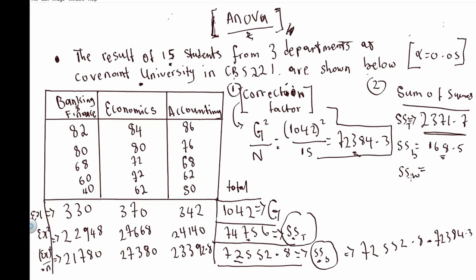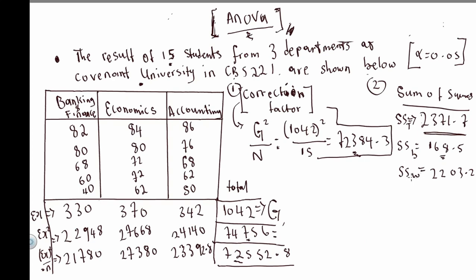Now the sum of squares within, you don't need to stress yourself to get that. We have the sum of squares total, we have the sum of squares between. So the sum of squares within will be this minus this. So let's subtract 2371.7 minus 168.5. You would get 2203.2. Alright, so you can see that we've gotten our SST, SSB, and SSW.